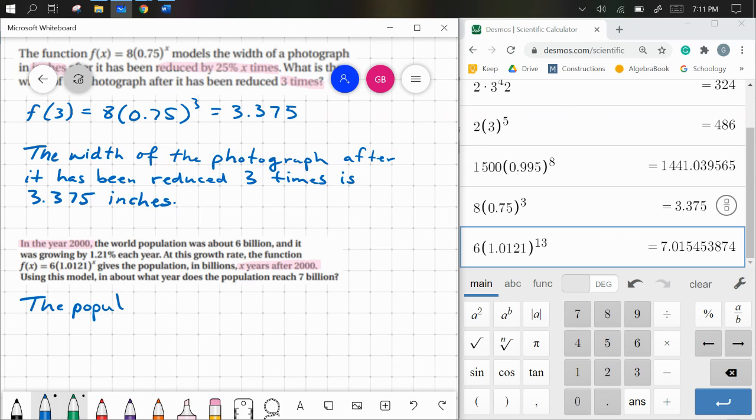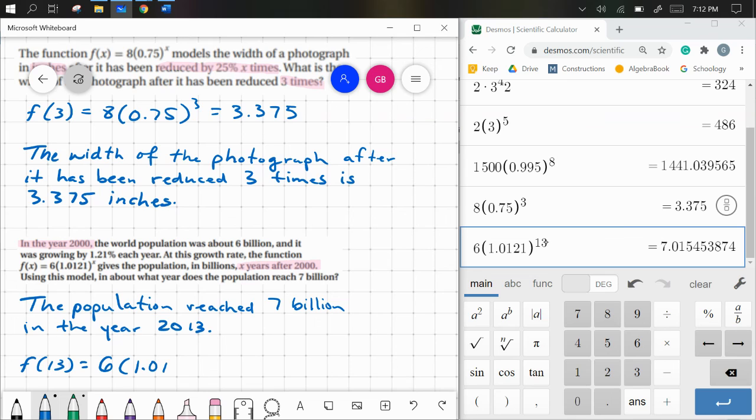Population reached 7 billion in the year 2013. And below this, I'm just going to write the work. F of 13 is equal to 6 times 1.0121 to the power of 13 is 7.015. Okay. And that's it.